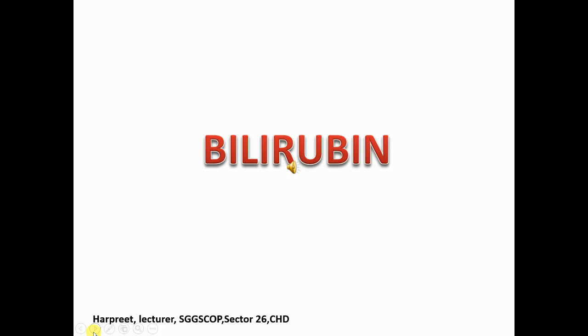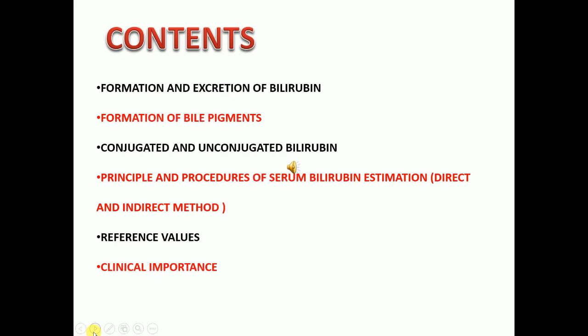We are today going to discuss bilirubin. In this we are going to learn about the following. Firstly, the formation and excretion of bilirubin. Second, formation of bile pigments. Third, conjugated and unconjugated bilirubin. Fourth, different principles and procedures for estimating serum bilirubin by both direct and indirect method. Next, reference values. And last but not the least, the clinical importance.